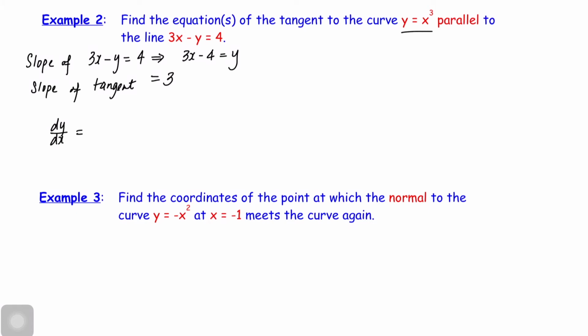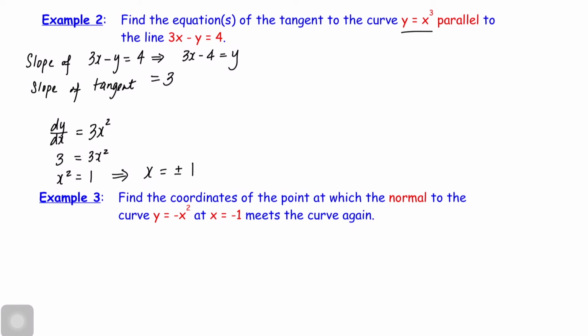Well, since y is equal to x cubed, then dy by dx is 3x squared. So let's set this equal to 3. So x squared is equal to 1, which means that x must be plus or minus 1. Okay, so that means there are actually two tangents that we're looking for. One at x equals -1, and the other tangent at x equals 1.